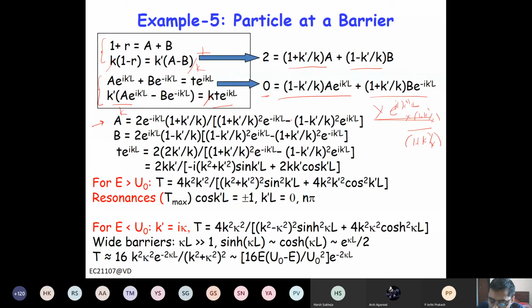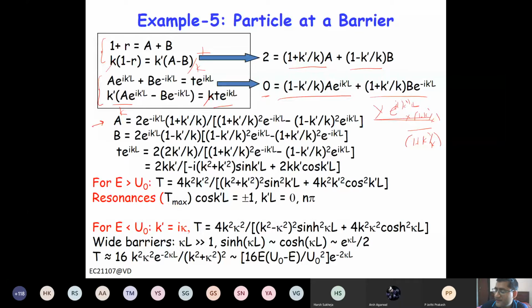So 2 will be equal to A times 1 plus k prime by k minus 1 minus k prime by k square times 1 plus k prime by k e to the power 2 iota kl, right? And then if you take this to left side, so this becomes 2 divided by, now maybe I can write it here. You can try it basically. Or should I write it? Please take 2-minute time to do it.